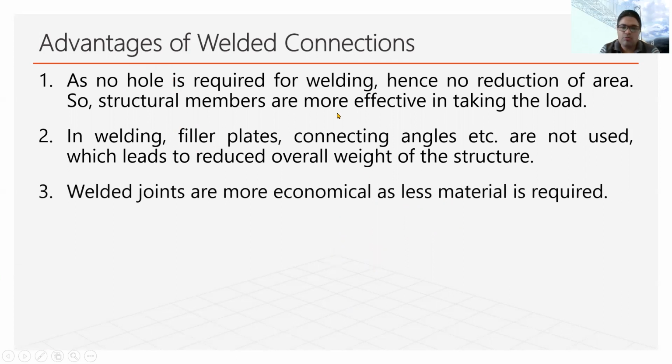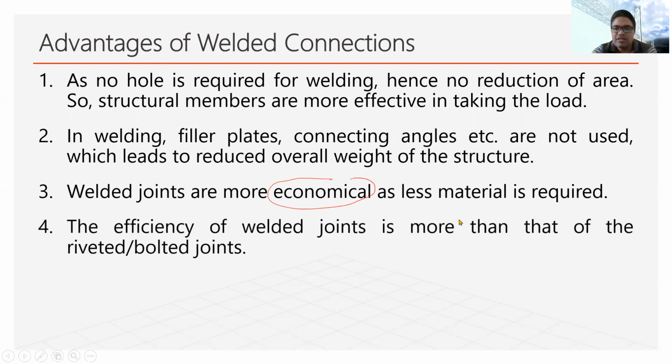Welded joints are more economical as less material is required. Well, this is proved in the first two points. The efficiency of a welded joint is more than that of a riveted or bolted joint. As I said, no holes are required, and welded connections can have 100% efficiency, which means the strength of the welded joint can be equal to the strength of the parent metal. Parent metal means the metal which is to be connected with the welded connection. So the strength of the welded joint can be equivalent to the strength of the plates.